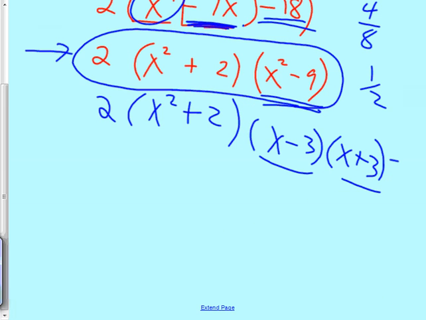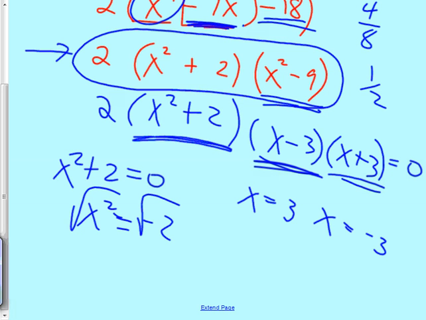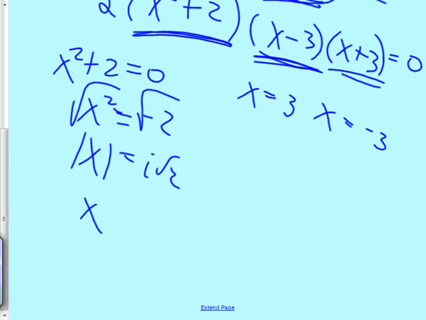Well, if this is equal to 0, then this part needs to equal 0, x equals -3. This part needs to equal 0, x equals +3. This part needs to equal 0, ooh, tricky part, x squared plus 2 equals 0. X squared equals -2. That's impossible. Ooh, square root of a negative. I know we need that i thing. Absolute value of x, i root 2. I'm really close, but I haven't finished. X equals plus and minus i root 2.